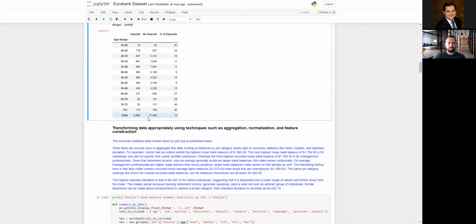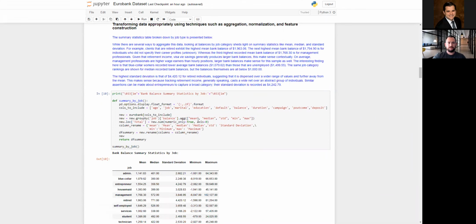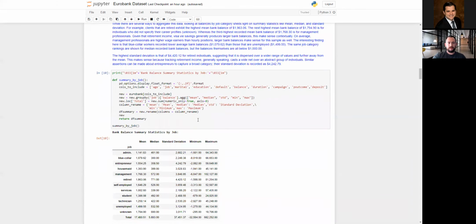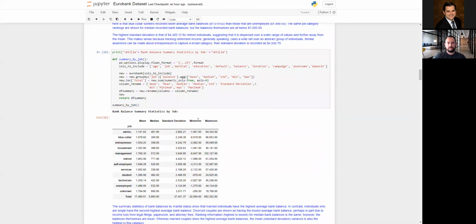Out of, if you add this up, we're looking at over 45,000 customers. So a 12% subscription rate is fairly low. And we can also transform this data using aggregation, normalization, and so on and so forth. And in this case, we're looking at different job categories and their summary statistics pertaining thereto.